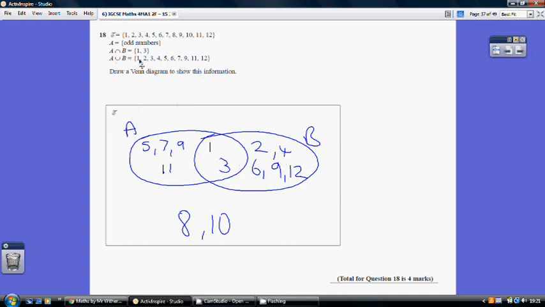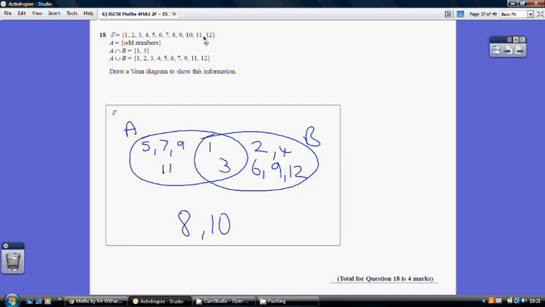So working my way along, 1 I've already got in the middle, 2 I need to have, so let's pop that in B. 3 I've already got, 4 I need, so I put 4 here. 5 I've already got, 6 I need, so I pop 6 in. 7 I've already got, 9 I've already got, 11 I've already got, and 12 I need, so I pop the 12 there. So those are all the numbers that are in A and B.